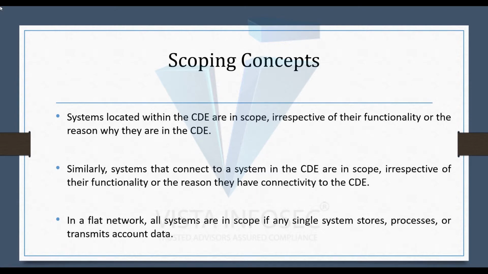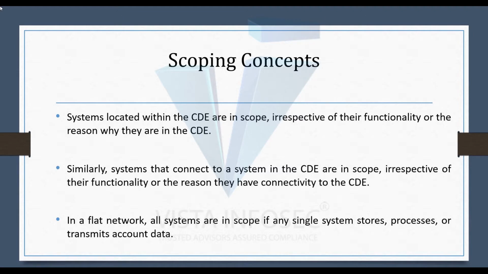So scoping concepts, remember: any system located in the card data environment is considered in scope, irrespective of the function or reason why it is there. We've had this experience as QSAs where the client would say, please don't include this in scope, because it is just a file server. There is no card data on that. But that system is sitting in the card data environment. So since it is in the environment, even if it has nothing to do with card data, it is still in scope. People, process, technology. Whether it is storing or processing card data or not, it doesn't matter, it is in scope.